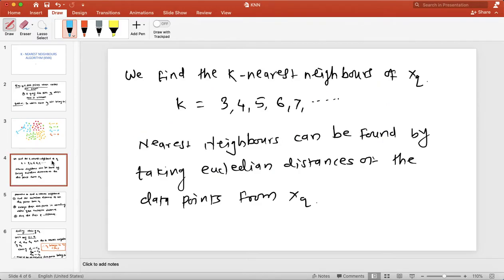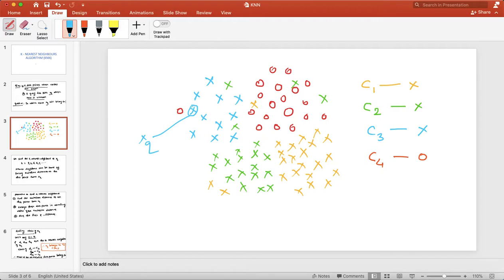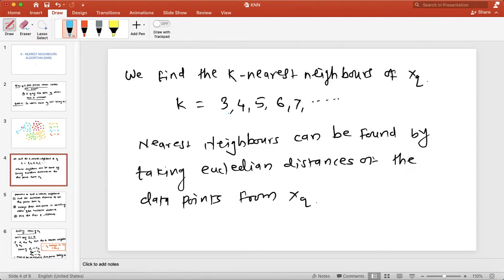So how does KNN solve this problem? What we do here is we find the k nearest neighbors of this data point. How many nearest neighbors do we find? We find k. That k may take a value such as 3, 4, 5, 6, 7, and so on. This k can take any value, but normally we choose k as an odd number. There is a reason for that, which I'll discuss later.